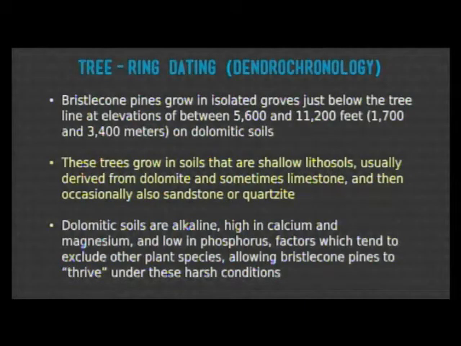These bristlecone pines are found in isolated groves just below the tree line at elevations between 5,600 and 11,200 feet on dolomitic soils. Dolomite is magnesium calcium carbonate. It's limestone with a bit of magnesium added to it. By the way, the interesting thing is no one has ever explained why the trees get older as you go to higher altitudes. That's interesting. Altitude may have something to do with the supposed age of these trees.